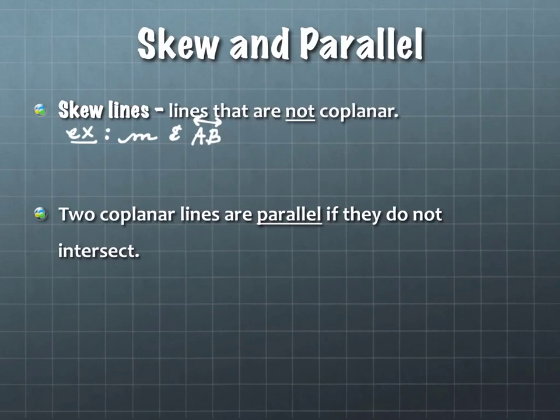Let's think about our classroom now. As we're thinking about our classroom and using, like we were last time, the intersections of walls and ceilings and things like that as our lines, can you see 2 lines in this room that are not coplanar?